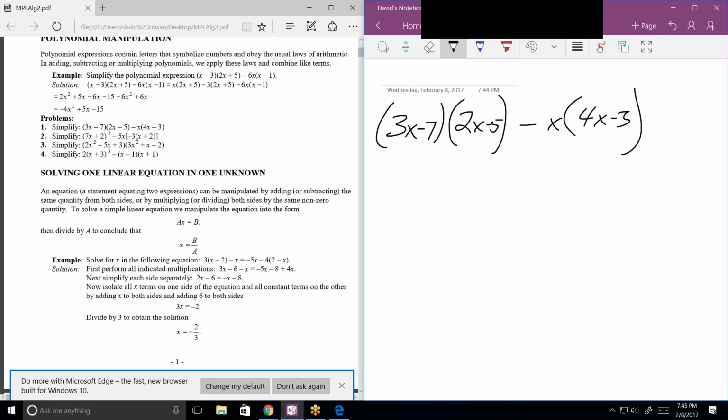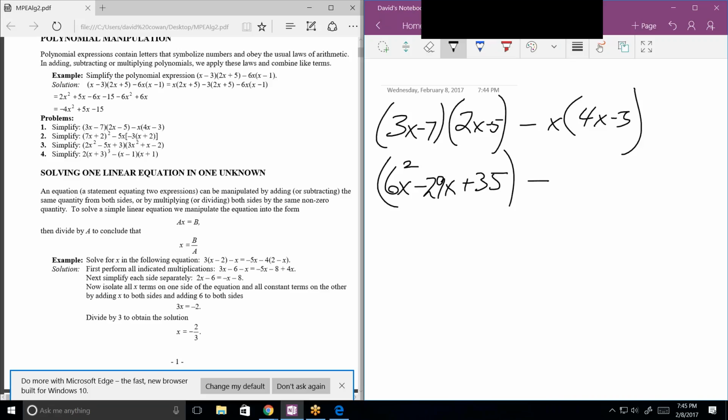Multiply the 3x minus 7 and the 2x minus 5. Okay, we'll start there. Go ahead and do that. What do you get? So that's 6x squared minus 15x minus 14x, which is minus 29x in total, and then plus 35. Okay. And what do I need to do over here?